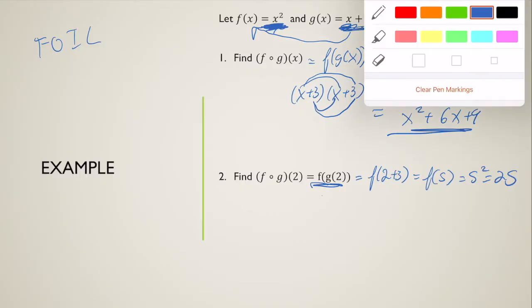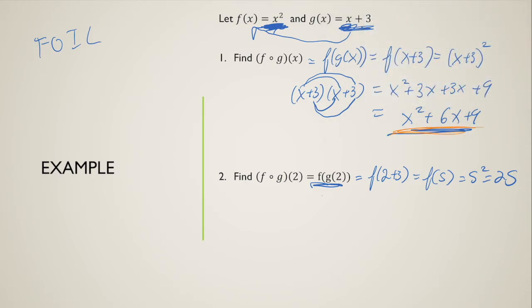Let me show you how I get the correct answer by substituting into what we found. So I know that f composed with g of x is x squared plus 6x plus 9. So I'm going to go ahead and substitute that in. I have 2 squared plus 6 times 2 plus 9. That's 4 plus 12 plus 9, which does indeed give us 25, the exact same answer.